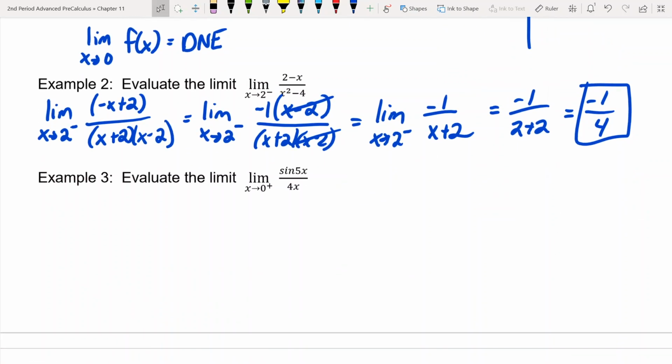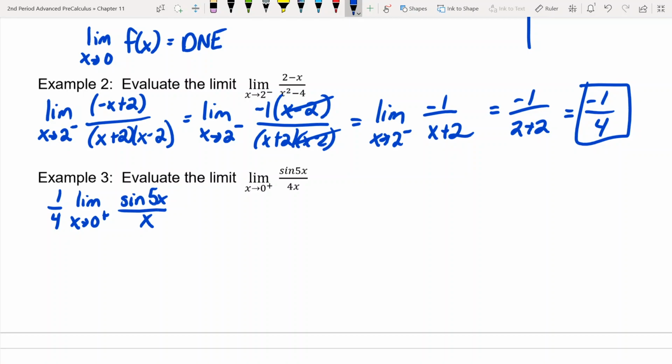Example 3, this one's approaching 0 from the right, and we've got our special trig function right there. So let's start by simplifying by pulling out that 1/4. So 1/4, the limit as x approaches 0 from the right of the sine of 5x over x. I might say, this sure doesn't look like what we have done before, but we can make it look like something that we have done before.